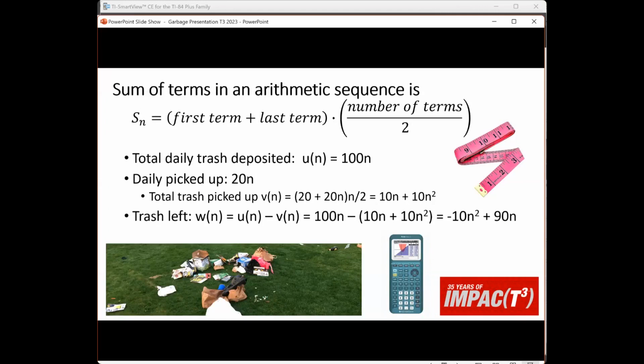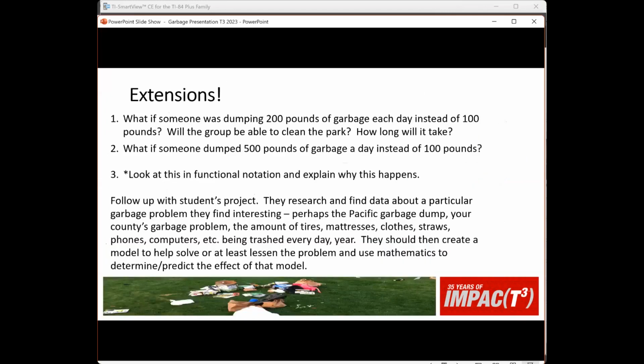Well, there are extensions to this, needless to say. So some extensions are, what if somebody was dumping 200 pounds of garbage each day instead of 100? Will the group be able to clean up the park? How long will it take? Or what if someone dumped 500 pounds of garbage a day instead of 100 pounds? Look at this in functional notation and explain what's happening here.